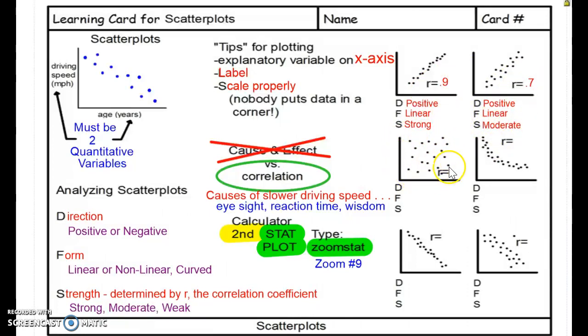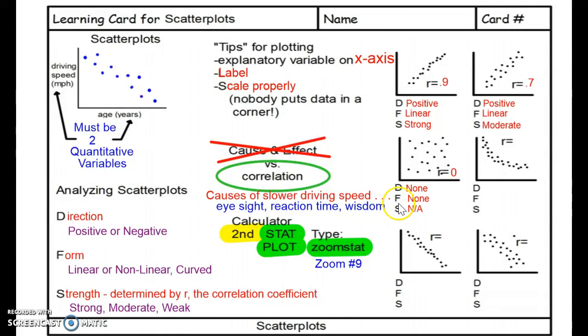All right, let's take a look at this one down here in the middle on the left. I look at this scatter plot, and I don't see any kind of pattern at all. There are just dots all over the place. So the correlation coefficient here is probably going to be 0 or very, very close to 0. So there is no direction. You can't tell if it's positive or negative, so I just say none. You really can't tell the form either. It's definitely not linear, and it's definitely not curved. So I'm just going to say there's no form to it at all.